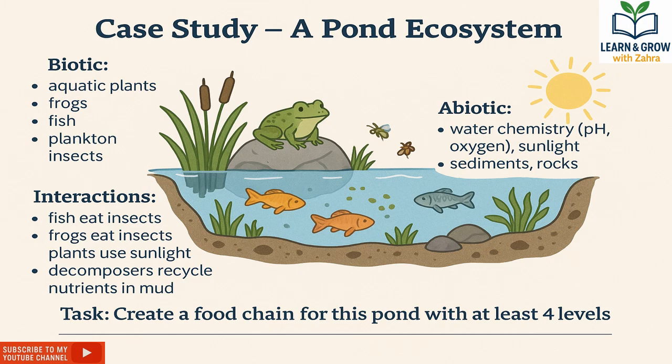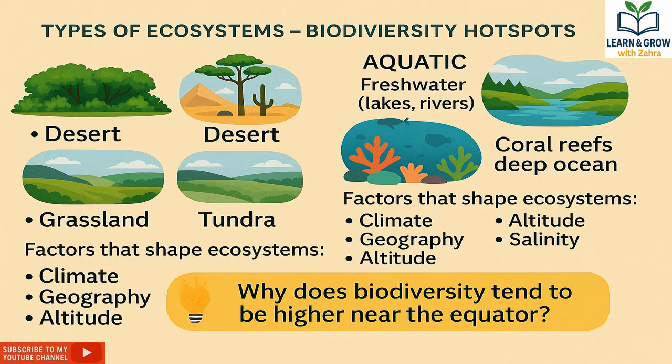Now, you said ecosystems come in all shapes and sizes. We have land ones, terrestrial, like forests, deserts, grasslands. And aquatic ones, water-based, like freshwater lakes and rivers, or saltwater oceans and coral reefs. And what makes them different? Things like climate, geography. Exactly. Climate is huge, temperature and rainfall. Also altitude, how salty the water is. Yeah. All those abiotic factors shape the kind of ecosystem you get.